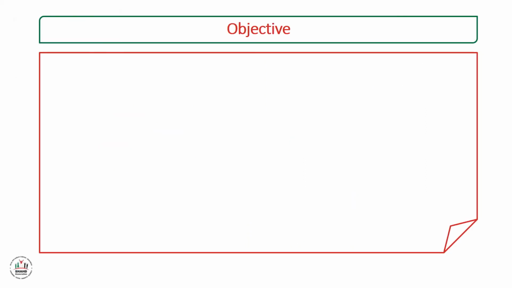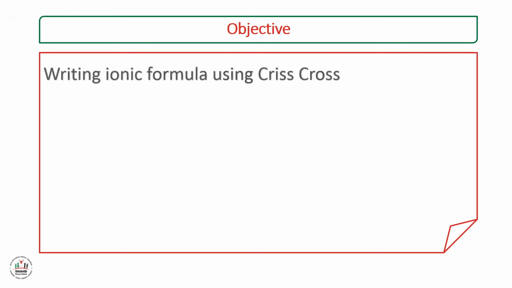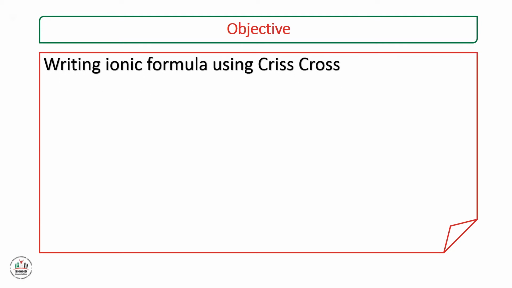Today, we will learn how to write ionic formula using the criss-cross method. In the Explore section, we saw how Joyce and Clara gave each other markers to have equal number of sets. That happens also in atoms. They gain and lose to form what's called ionic bond.